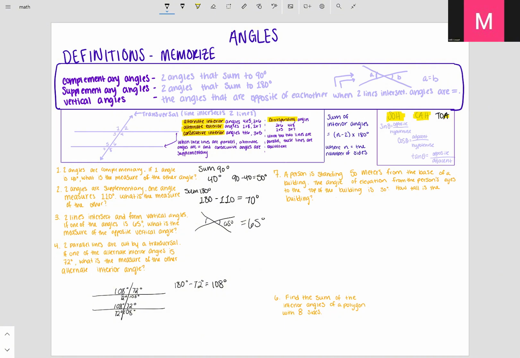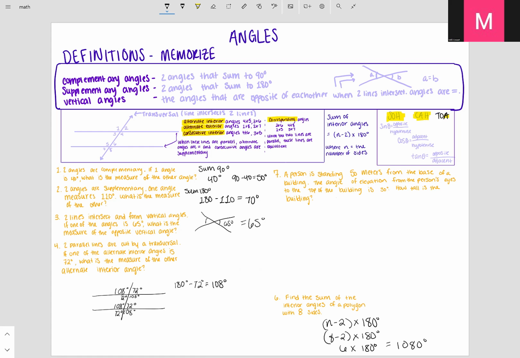Next, we'll go ahead and do number 6. We want to find the sum of the interior angles of a polygon with 8 sides. So our formula is (n minus 2) times 180 degrees. So (8 minus 2) times 180 degrees, 6 times 180 degrees equals 1080 degrees.